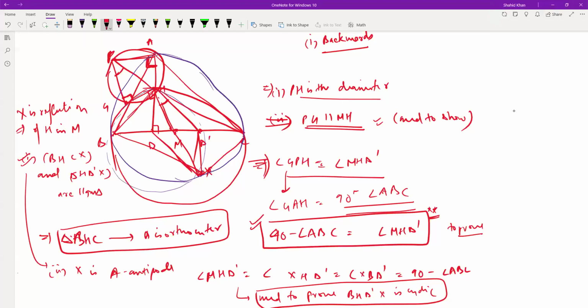How did we say XBD' is equal to 90 minus ABC? Oh, because X is the antipode. So XBD' is XAC, which is OAC, and 90 minus ABC.